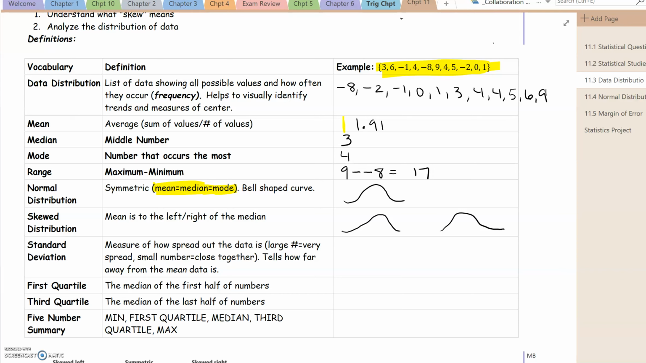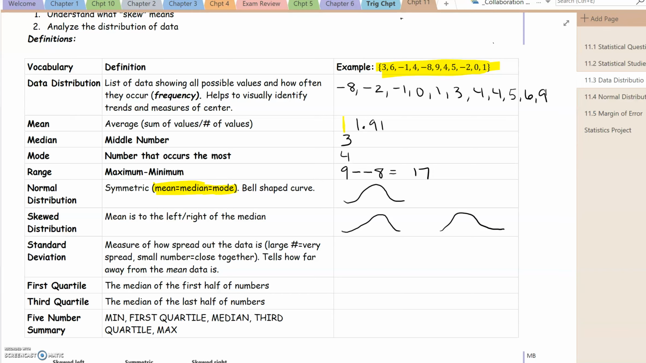Standard deviation. If you guys take statistics, this is a concept that comes up a ton in statistics. It's the measure of how spread out the data is. If it's a large number, your data is very spread apart. If it's a small number, your data is very close together. It tells you how far away from the mean your data is. So if your standard deviation is 3, that means you're 3 away from the mean. If you're a smaller number like 0.2, that means you're very, very close to the mean.